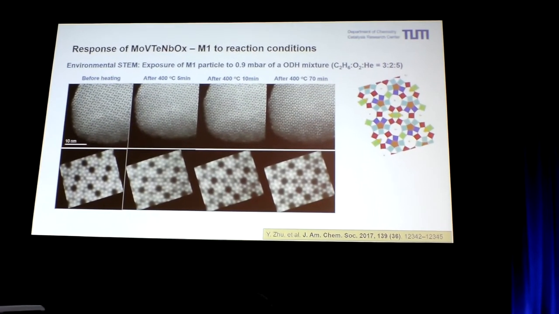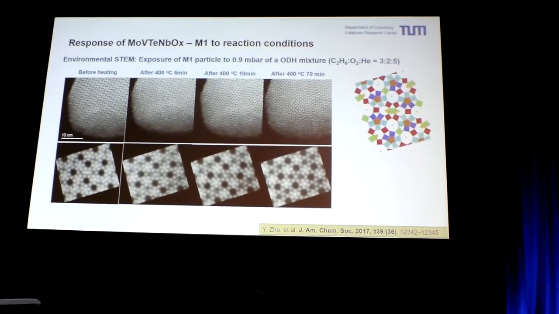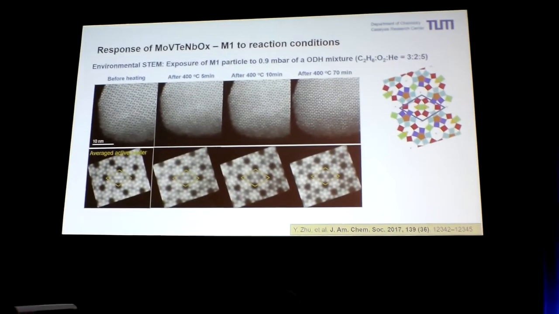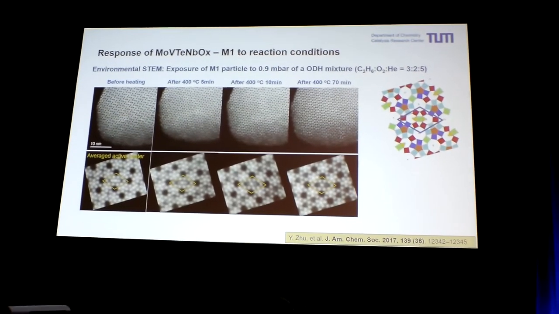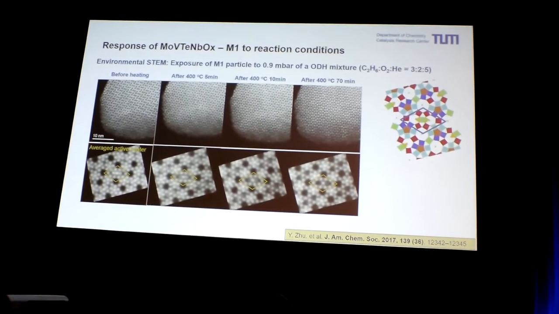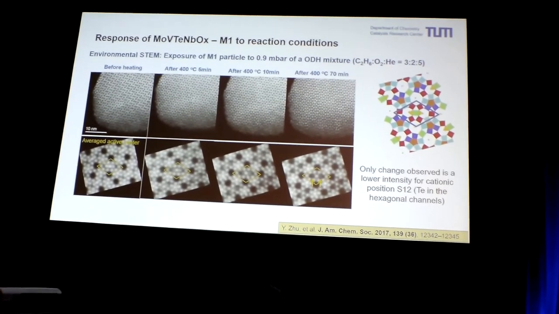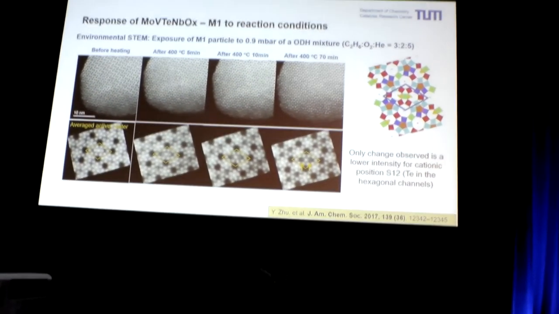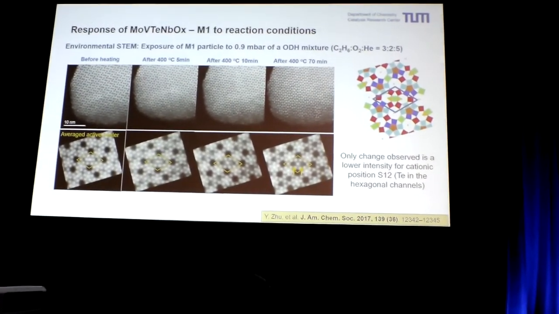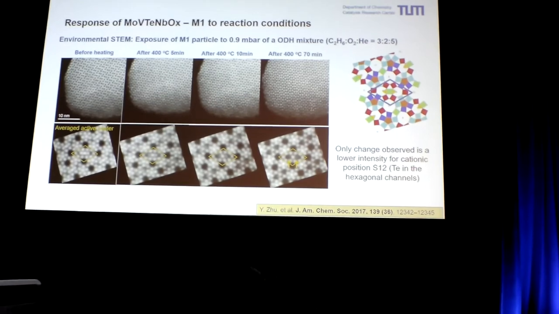The easiest feature to spot is the hexagonal channel that appears as a dark circle because it is empty in this material, while the heptagonal channel has a bright dot in the center, meaning that it has tellurium on it. I'm marking here these two channels that are surrounded by the red and green octahedra of the active site. What we can see is that with increasing time in this ODH mixture in the environmental STM, the intensity of this bright spot in the channels is decreasing, and at the end is almost disappearing.